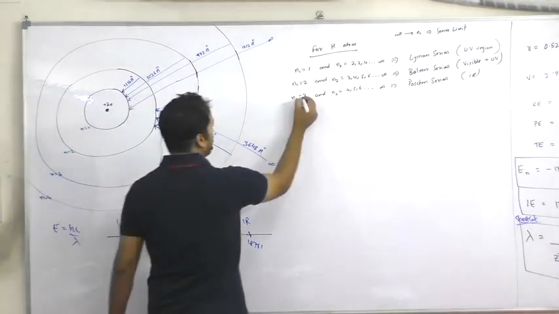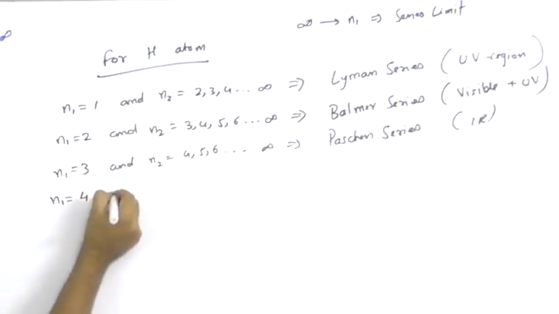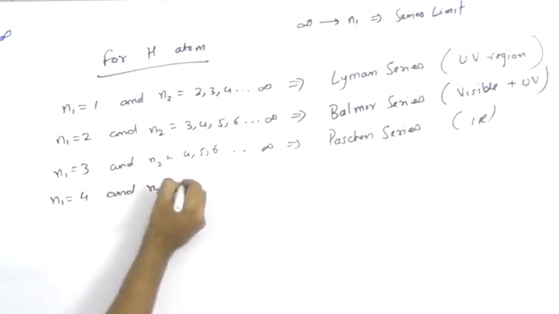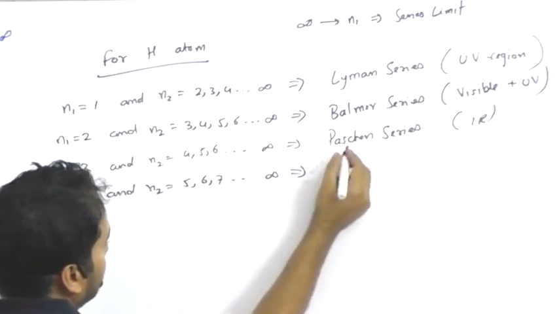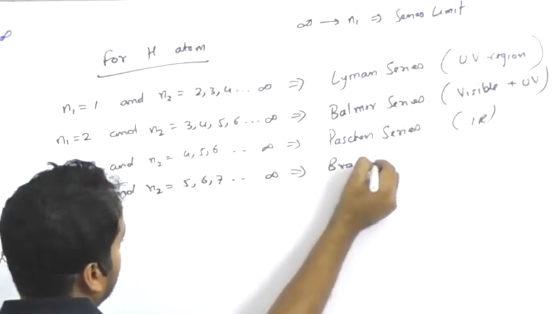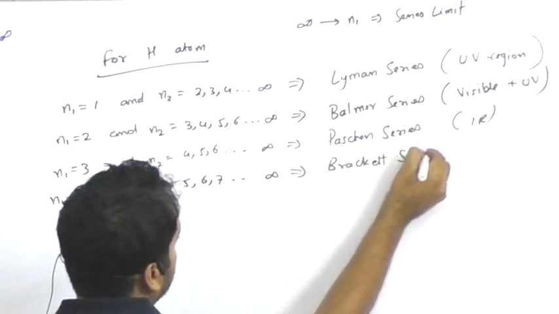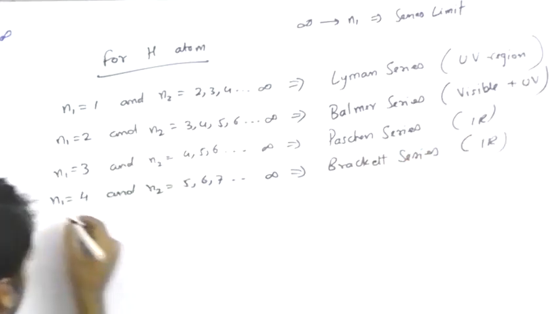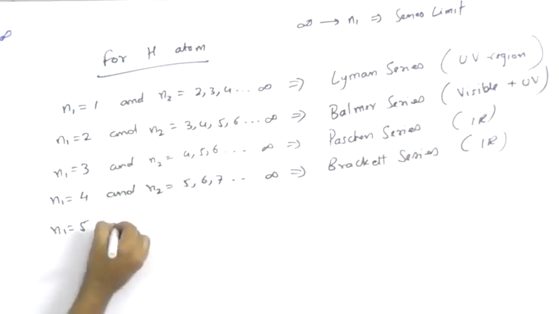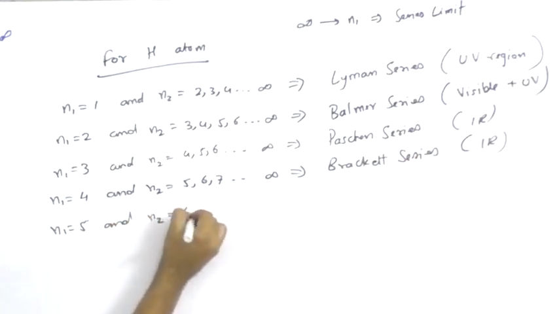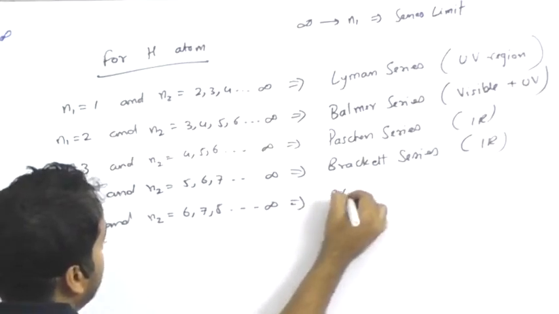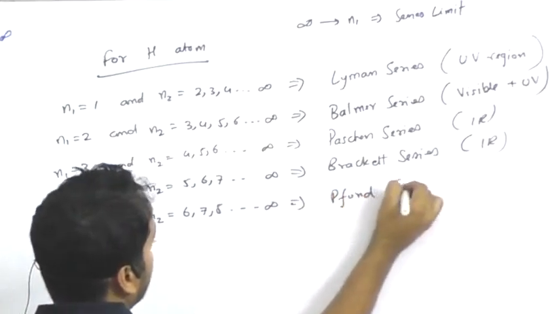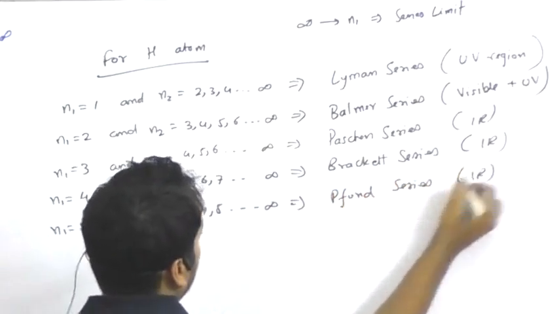The electron could jump to the fourth orbit from a higher orbit. So the higher orbit could be 5, 6, 7 up to infinity. This is known as the Brackett series. This is also infrared. The electron could jump to the fifth orbit from a higher orbit like 6, 7, 8 up to infinity. This is known as the Pfund series, PFUND. The Pfund series. This is also infrared.